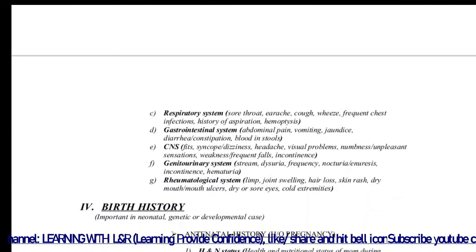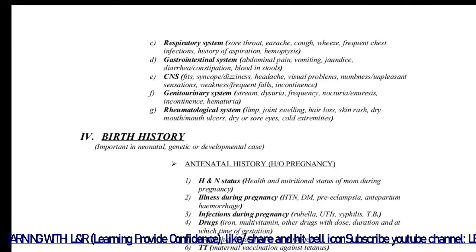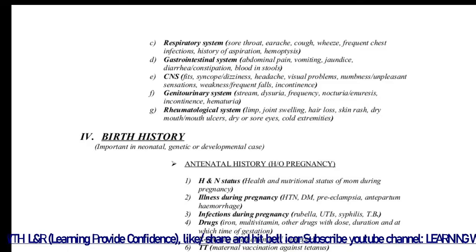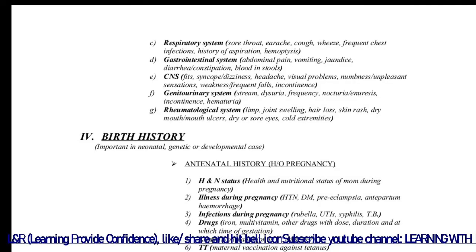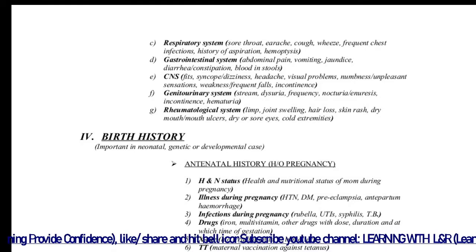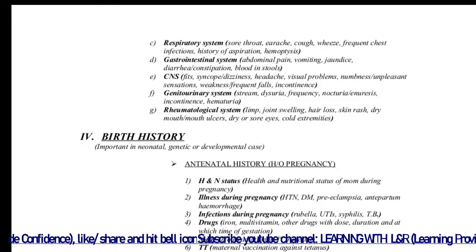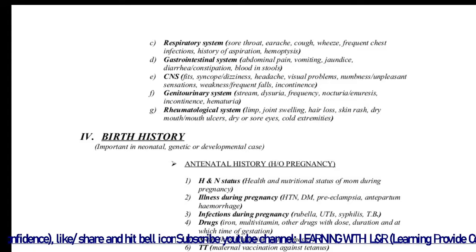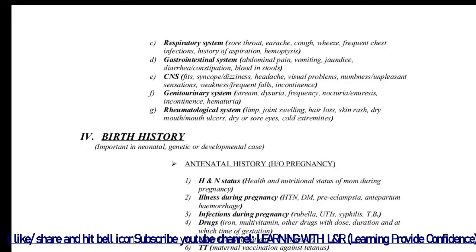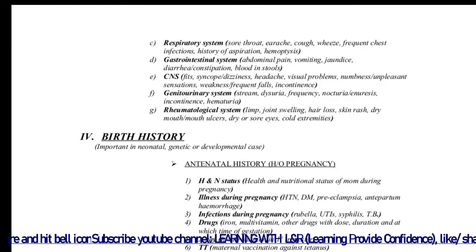The next one is respiratory system: sore throat, earache, cough, wheezing. It is a kind of sound that occurs during breathing, a whistling sound actually. Frequent chest infections, history of respiration, hemoptysis. Hemoptysis is the coughing up of blood. When the child coughs, there is also blood mixed in the material they cough out.